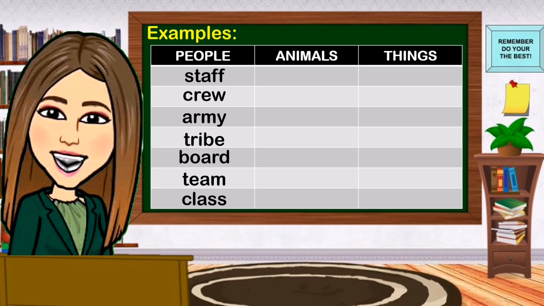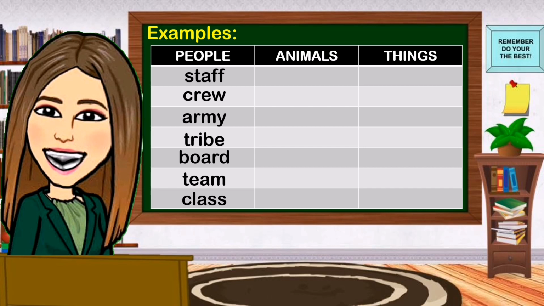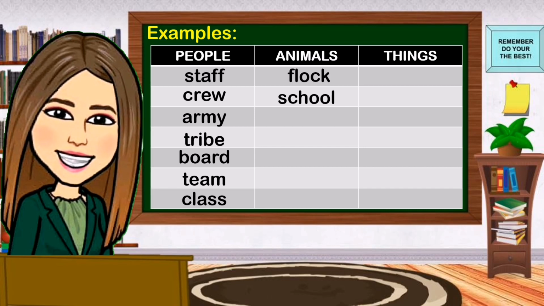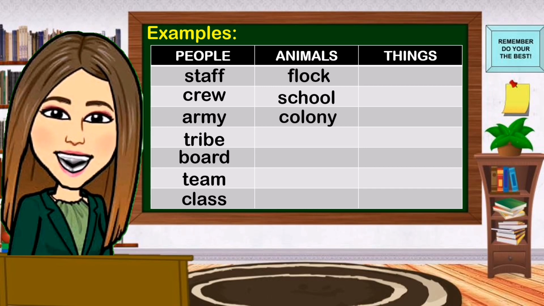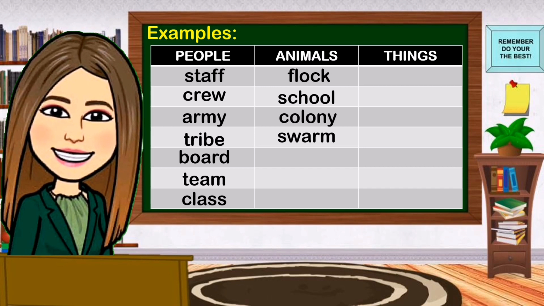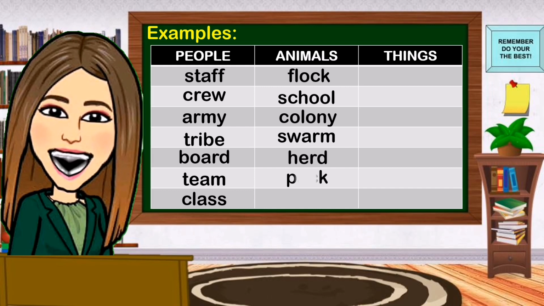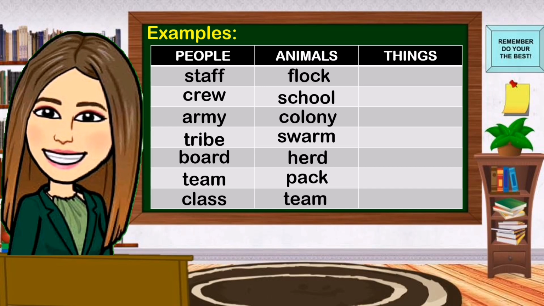Collective nouns are also used to define group of animals, like flock is a group of birds, school is a group of dolphins or fish, colony is a group of ants, swarm is a group of flies, herd is a group of cattle, pack is a group of dogs and wolves, and team is a group of horses.